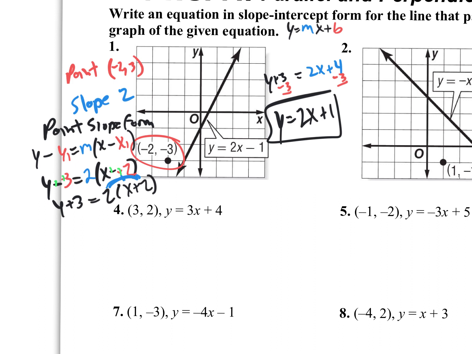Now, we did this all with pure algebra. You could have used the visual, like you could have said, well, if my line passes through this point and is parallel to this one, that means it has to have the same slope.